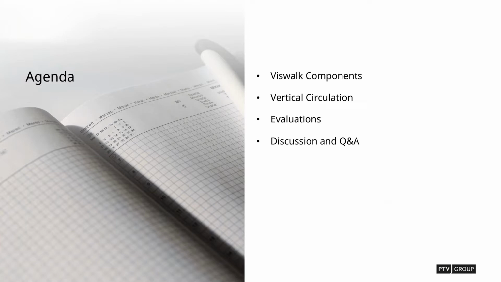All right, so with regard to the agenda today, what we're going to be talking about is the Viswalk components. So what does it take to build out the model network? We're going to talk about vertical circulation, so adding different levels and floors to your pedestrian networks. And then we'll be looking at evaluations as well. So what kind of tools do we have to evaluate or pull data? What kind of key performance indicators are we going to be pulling out of our models?